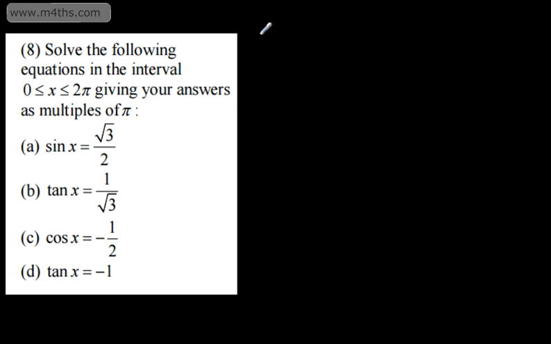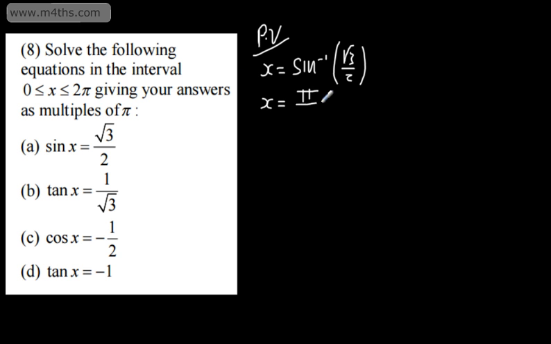What we've got then, PV, principal value. So we've got now x is equal to the inverse sine of root 3 over 2. Now this gives us 60 degrees. 60 degrees in terms of radians is going to give us now pi by 3. Now pi by 3 is going to be the principal value plus or minus multiples of 2 pi. Just consider what we've got. The sine curve, if we take it, cycles every 360 degrees or 2 pi radians.